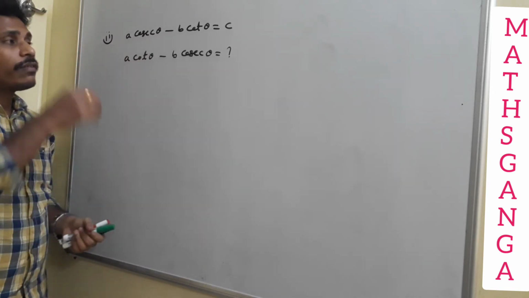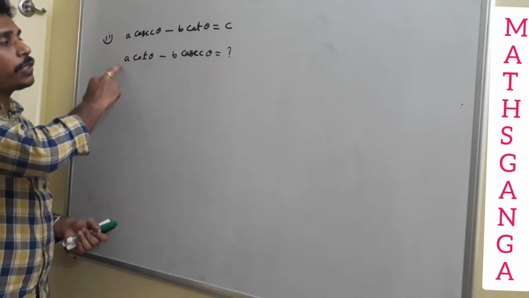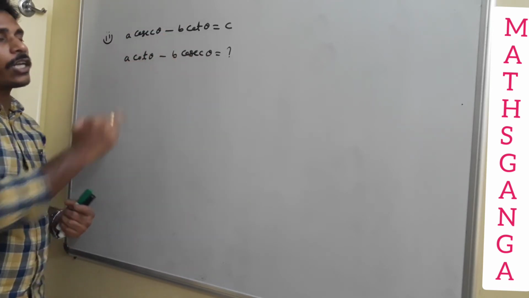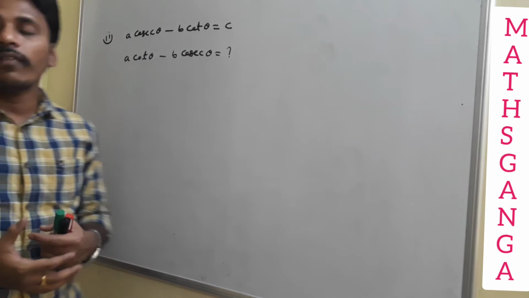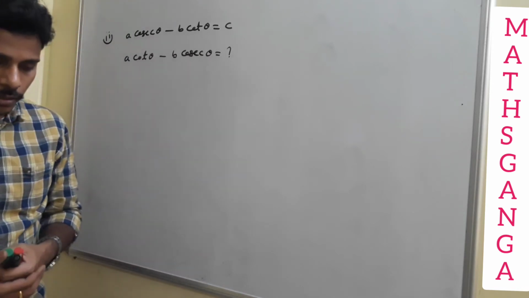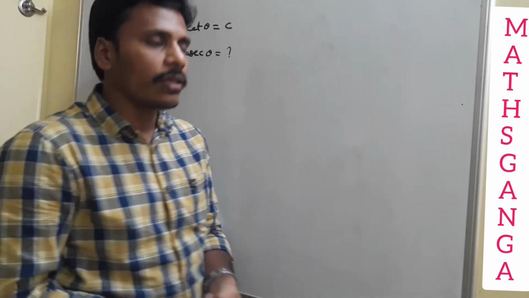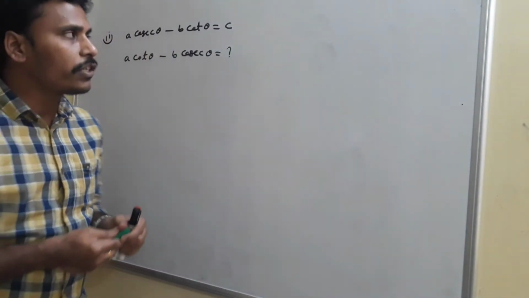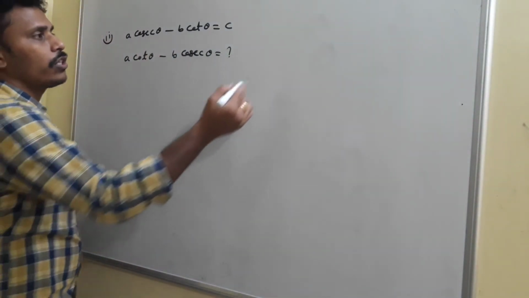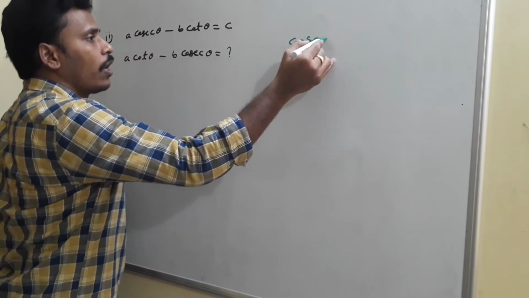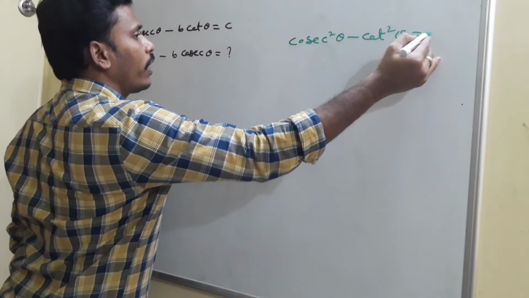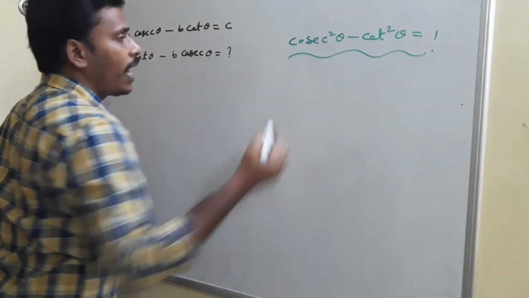But here we need to establish a relation between a, b, c and the question mark by eliminating cosecant theta and cot theta. See, how can we eliminate cosecant theta and cot theta? We eliminate just by using a trigonometric identity, and the identity which gives a relation between cosecant theta and cot theta is cosecant square theta minus cot square theta is equal to 1. Have a look at this.